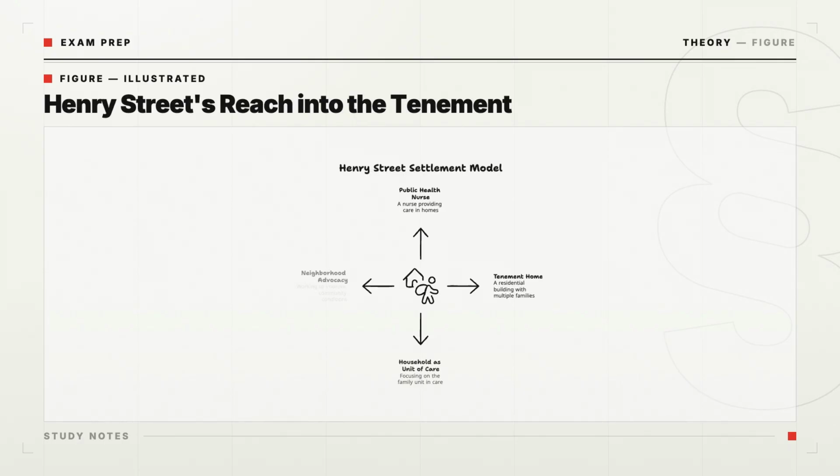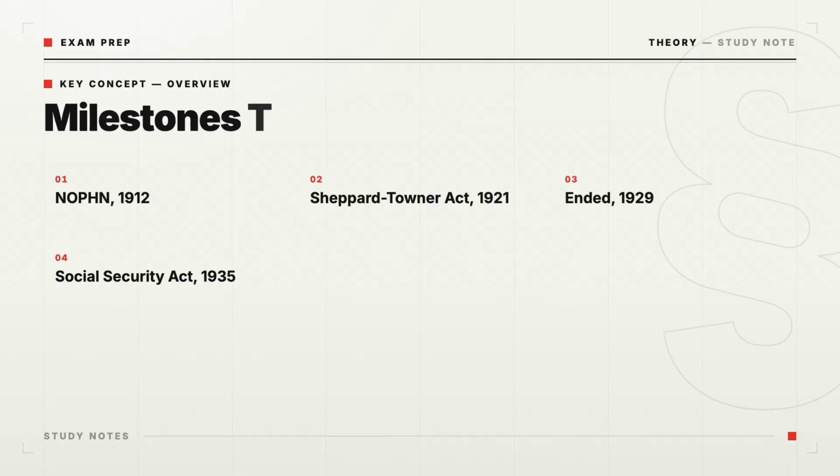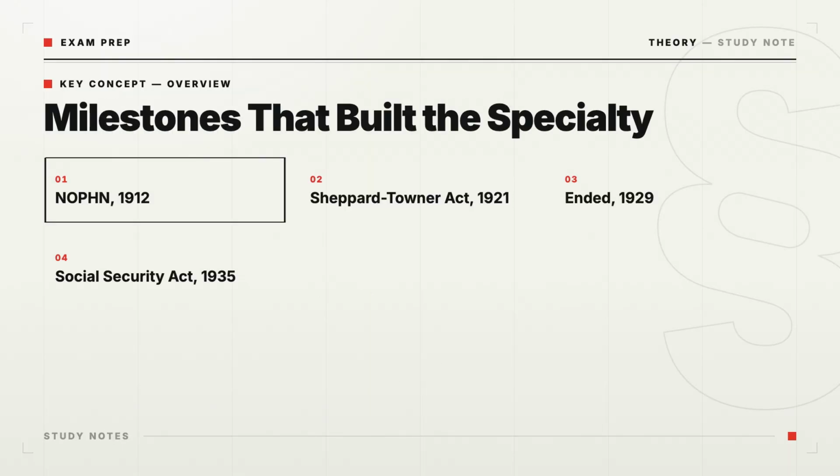The radical idea was simple: send professional nursing into the tenements where poor families actually lived, instead of waiting for them to reach an institution they'd never enter. That same model, extended to horseback riders reaching isolated Appalachian farms, proved organized care could follow people anywhere. The National Organization for Public Health Nursing standardized the field in 1912.